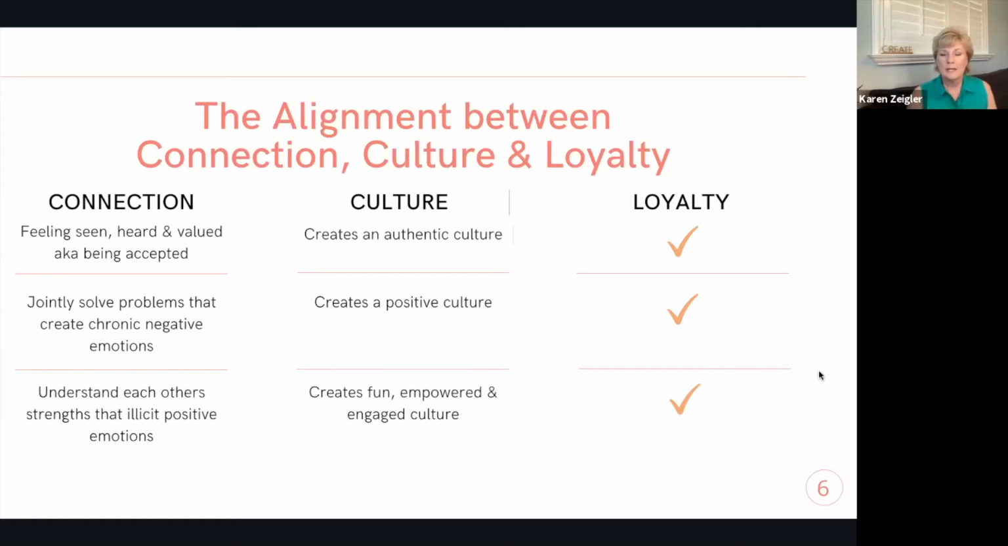And so whenever you understand one another and the strengths that elicit all those positive emotions, then you create a fun and empowered and engaged culture. And again, that type of culture is conducive to creating loyalty. So questions here or thoughts, anything you'd like to share, come off of mute. Things maybe that Brene's quote didn't cover that you see in connection and how it filters through or aligns between culture and loyalty.